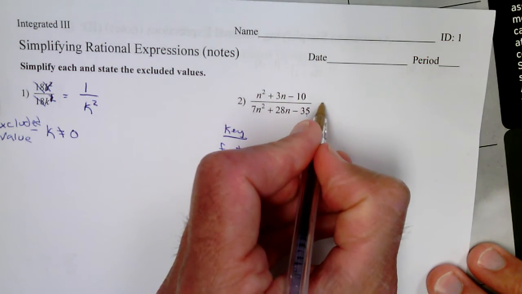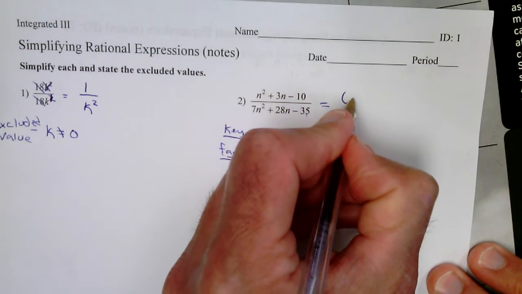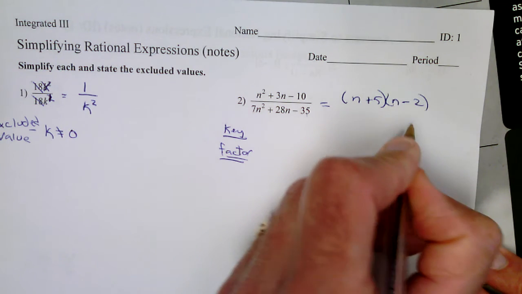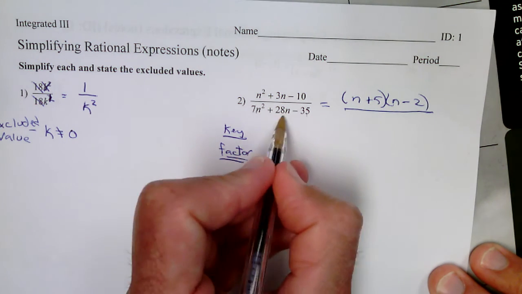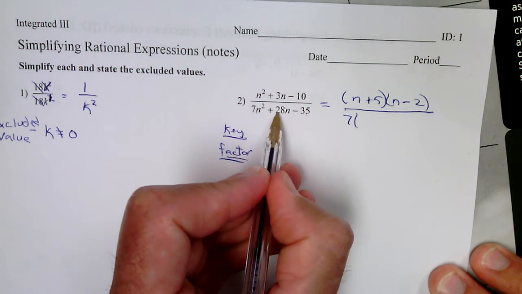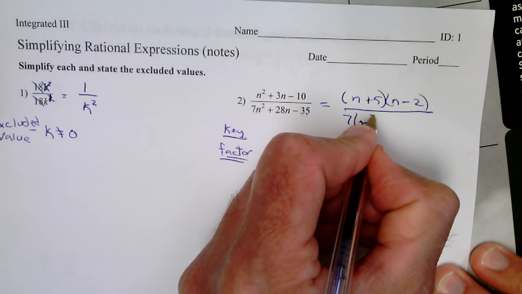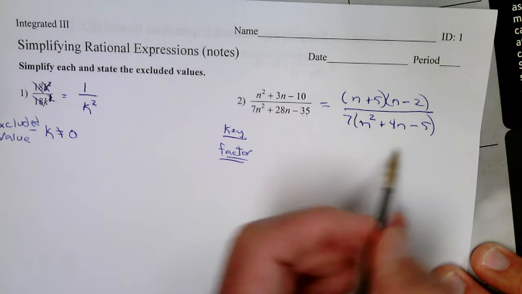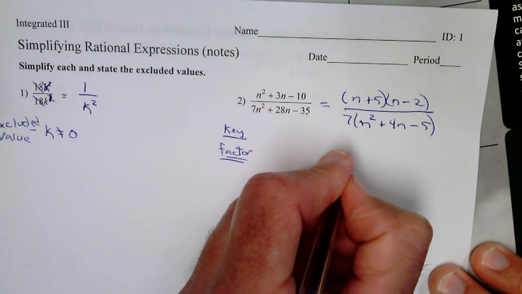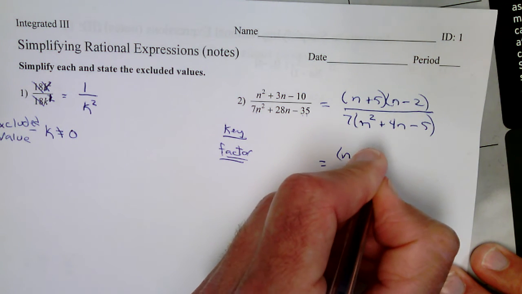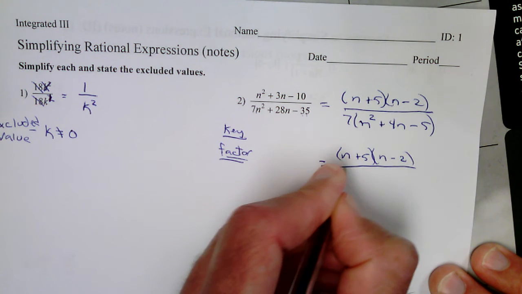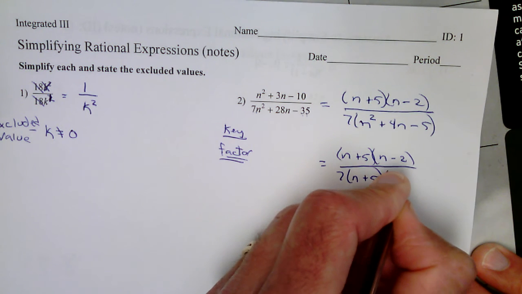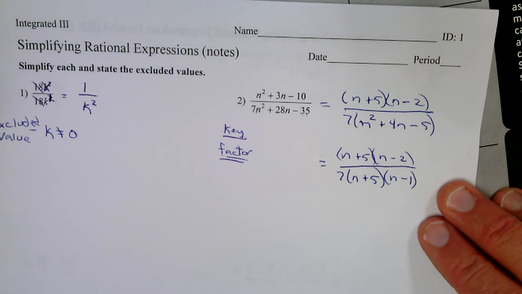So first of all, I'm going to factor the top here, and I get n plus 5 and n minus 2. And then down here in the bottom one, I'm going to pull out my greatest common factor, which is 7, and I end up with n squared plus 4n minus 5. And you'll notice we can still factor this. So I'm going to move down here. I've got n plus 5 in my numerator, n minus 2. I have 7, n plus 5, and n minus 1 is what we get when we factor the denominator.